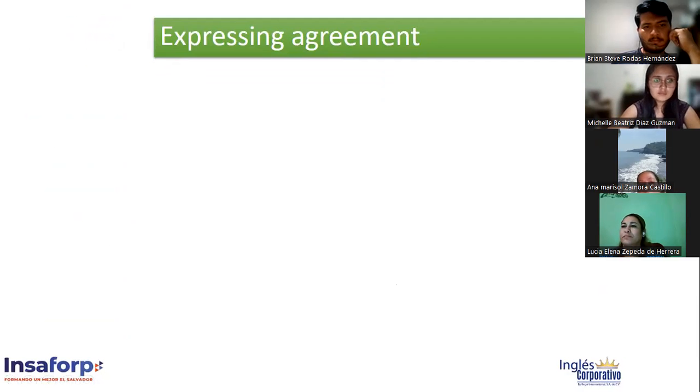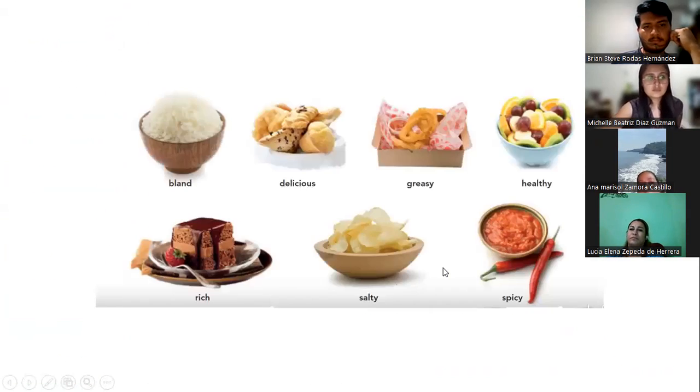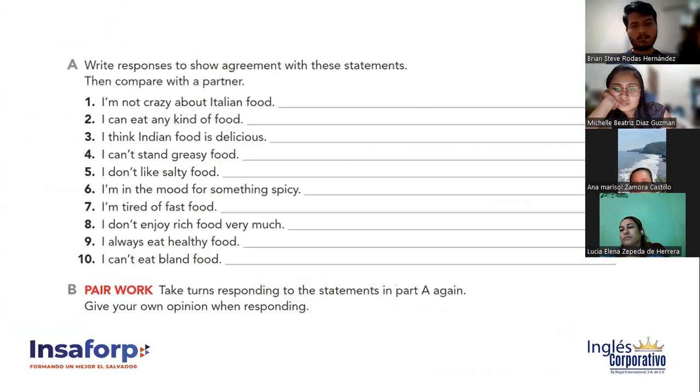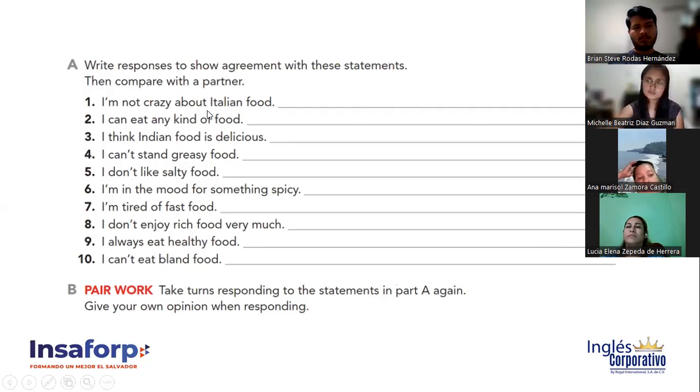Entonces, vámonos a los ejercicios de una sola vez. Well, we have some vocabulary here: bland, delicious, greasy, healthy, rich, salty, spicy. Ya había puesto este vocabulario aquí. For food, healthy food, greasy food, delicious food, rich food, salty food, or spicy food. But we have to write some responses here to show agreement with this statement. For example, I'm not crazy about Italian food.